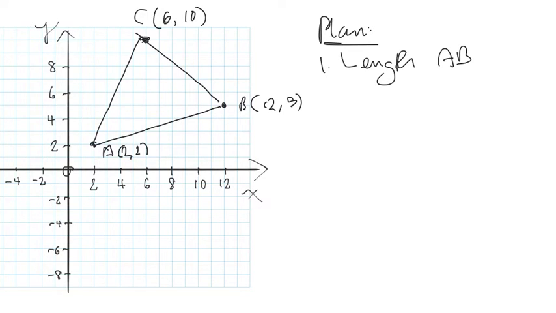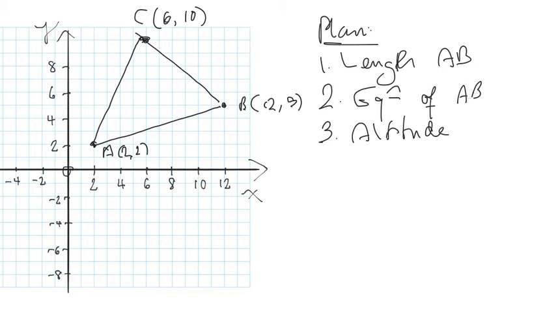The next thing I need to do is find the equation of AB, the equation of the line AB. This might seem out of order, but really I need this equation for a later step. In other words, I need to put it into y equals mx plus b form. The third thing that I need to do is find the altitude from C.